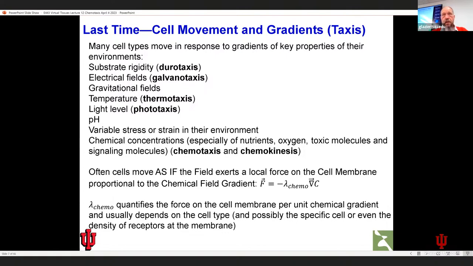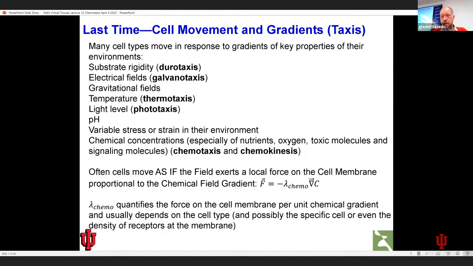Typically in CompuCell or PhysiCell, we have a concept of a chemical field, and so cells move in response to that chemical field. But cells can move in response to a lot of other gradients as well. They can respond to the stiffness of substrates. They can respond to gravity, temperature, light, pH, mechanical stress and strain in the environment, and so on.